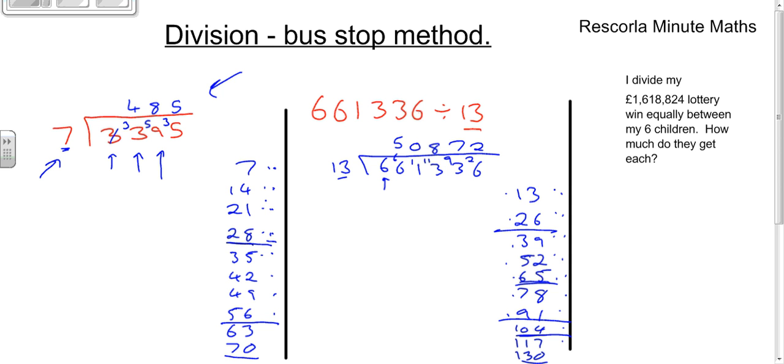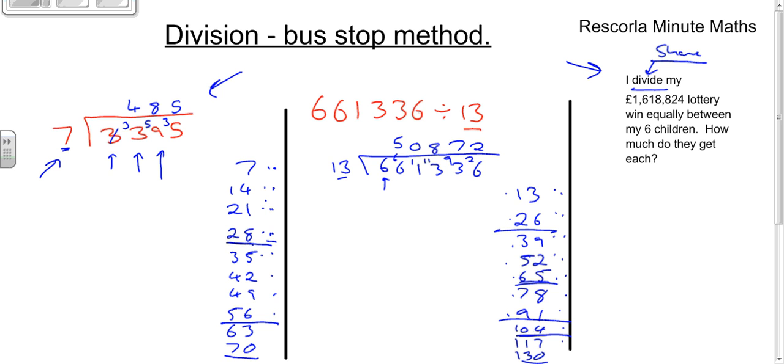Right, pause the video, have a go at this last one here. And if you've done that, I divide my, again, it's that key word, divide. Sometimes it will be share. Makes it more like share. I divide my £1,618,824 lottery win equally between my 6 children. How much do they get each?